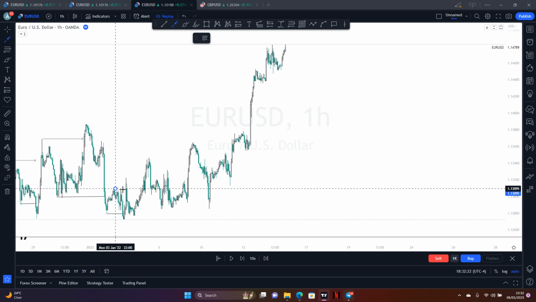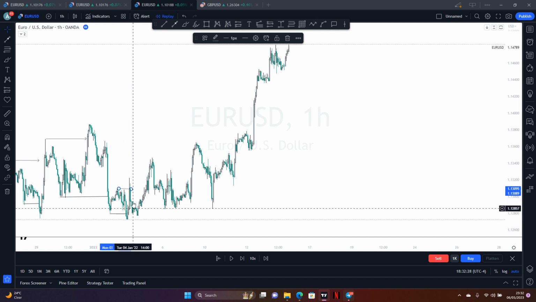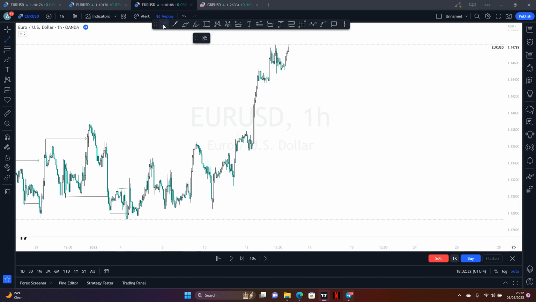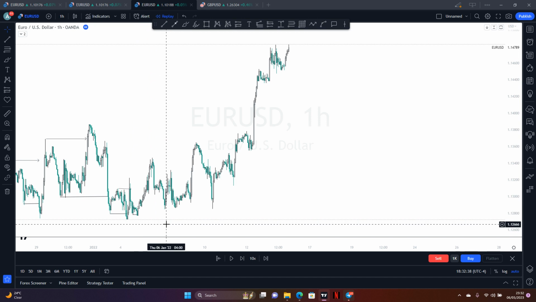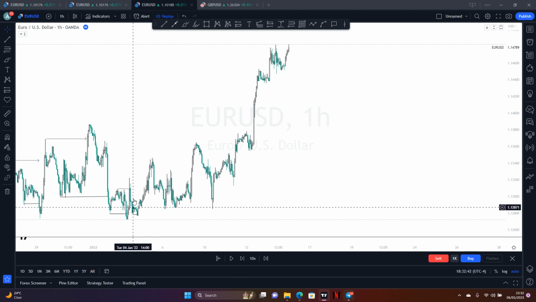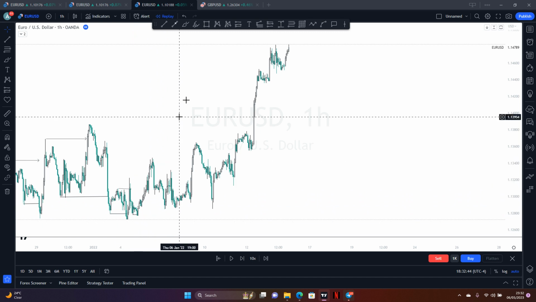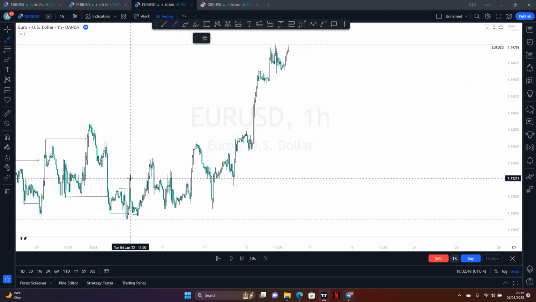Manipulation, break of structure, and then mitigation. When price came down right here for the first time, there was no liquidity for it to grab. Instead, it created the liquidity itself in the form of what ICT students call turtle soup, one, two, three. And then it grabbed the liquidity before producing the next break of structure. It's just that simple.